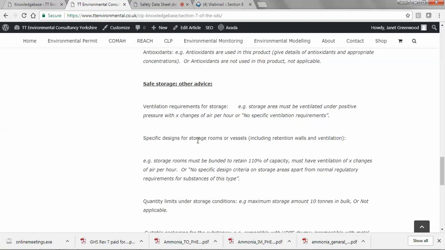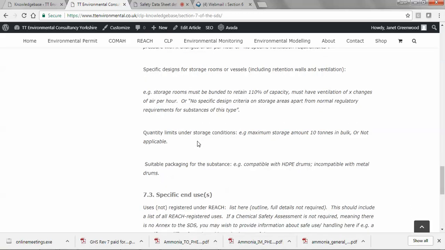And also any other advice like ventilation requirements, whether or not there should be retention walls, whether or not the storage rooms or vessels. You do not need to put in specific things like it's got to be bundled storage. If it has to be bundled storage, that should be obvious to the people who are receiving it. But in some conditions, if you're saying it needs a specific storage room, you may want to say it's got to have ventilation of X and it's got to be bundled, because storage rooms are not generally bundled, but tanks for bulk products generally are.